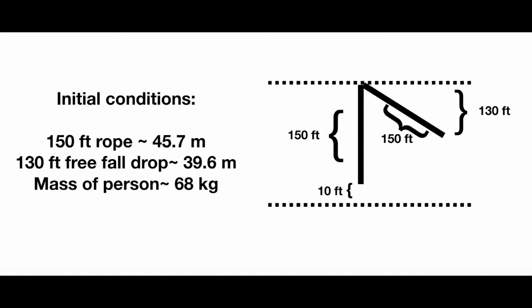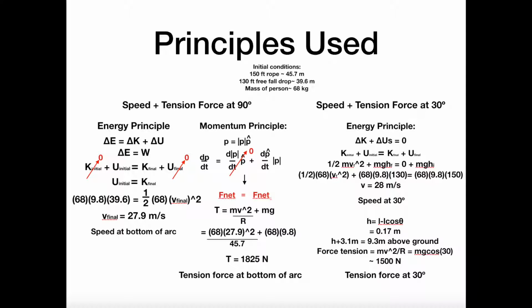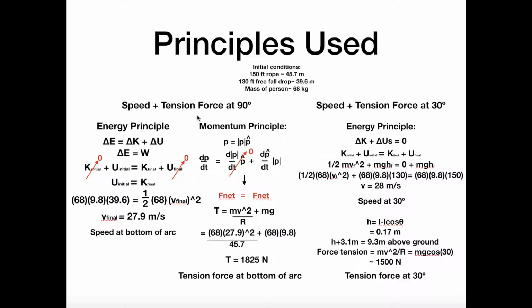For this lab, I couldn't use Tracker to analyze the motion of the jumper, but I was able to draw information from the video, such as the length of the rope, the freefall drop, and the mass of the person, and use the energy principle and Newton's second law to determine the final velocity, tension force, and spring force, which I would use later in my code. Overall, I wanted to find the speed and tension force at the bottom of the motion, 90 degrees, and at 30 degrees from the center of motion.